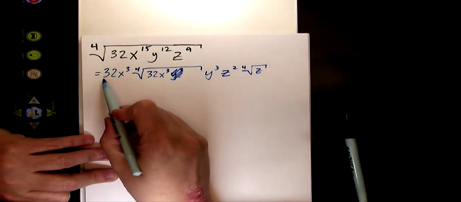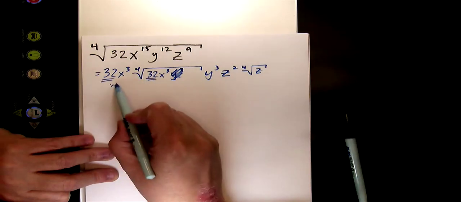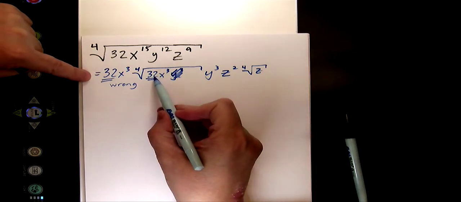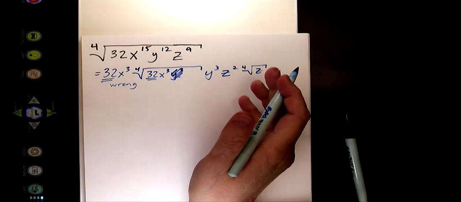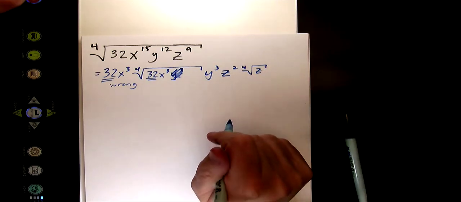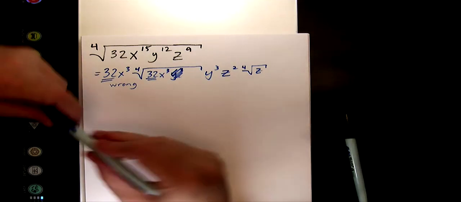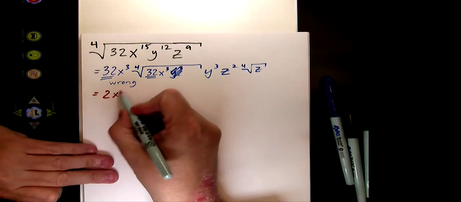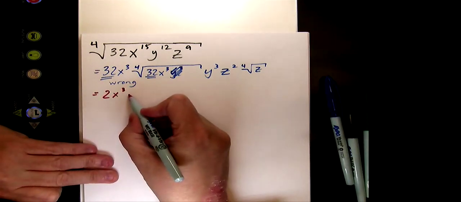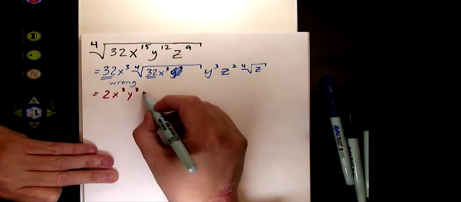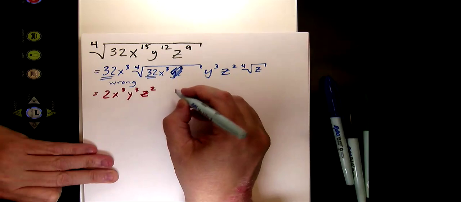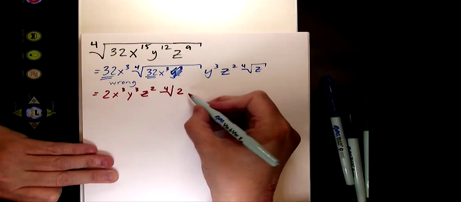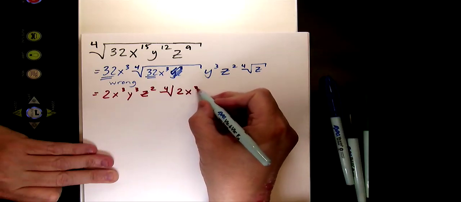What is definitely off, this is not right. If I start off with a 32 on the inside, how do I still have it on the inside and on the outside? That's clearly a nope. So let's break it down. Anyone else wanna take a gander at this? Yeah, 2x cubed, y cubed, z squared, and then the fourth radical sign, and 2x cubed, I believe, and then a z.